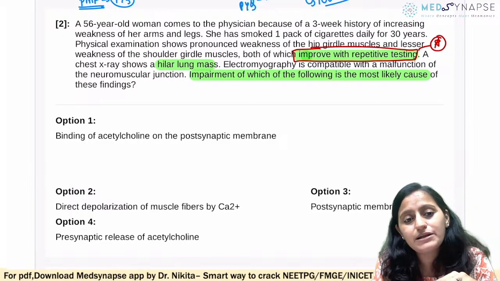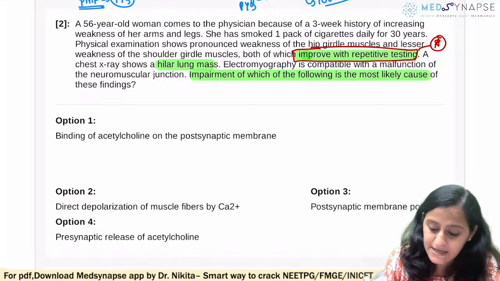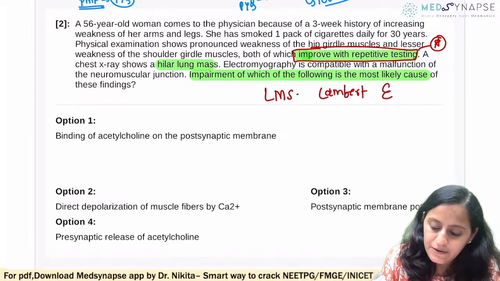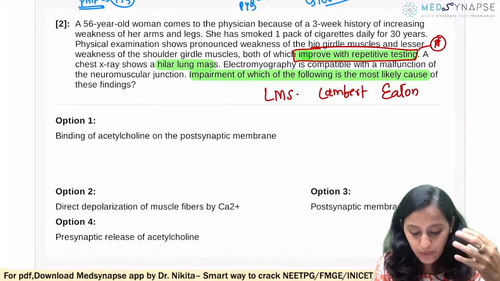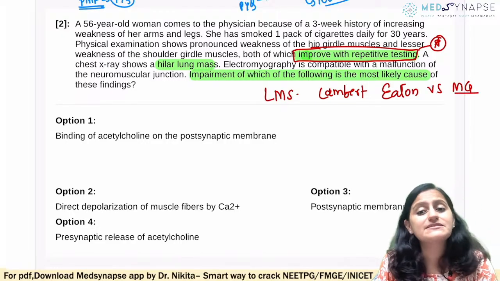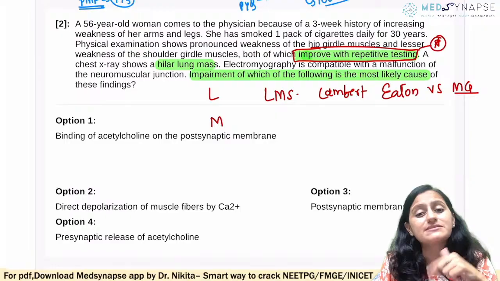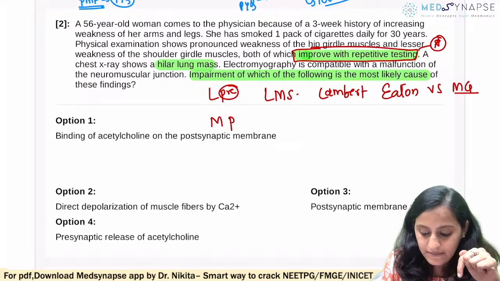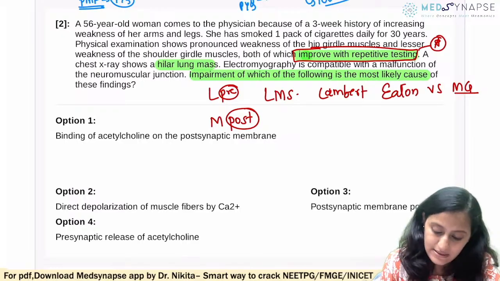This is a very important clue, telling you that the muscle weakness which is improving with repetitive testing is going to be Lambert-Eaton syndrome. Lambert-Eaton syndrome versus myasthenia gravis. What is the difference between the two? Remember, alphabetically, A, B, C, D, L comes first, M comes later. So Lambert-Eaton is a presynaptic disease, and in myasthenia gravis the postsynaptic acetylcholine receptors are affected.